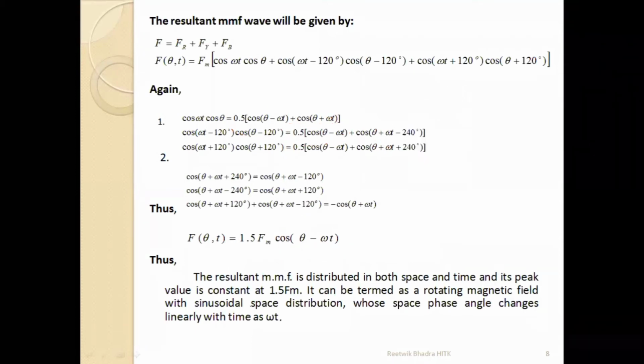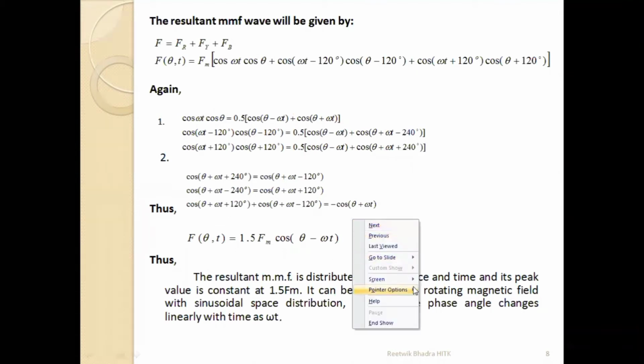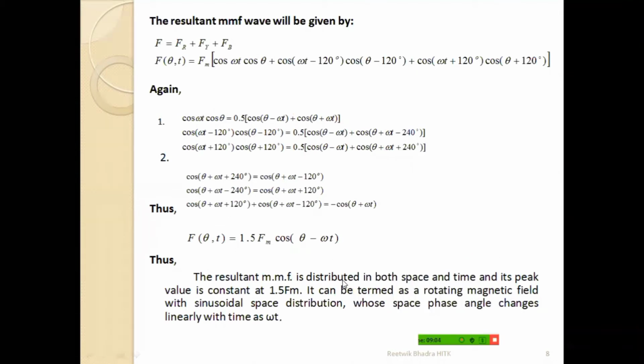So that's why, as my last point in the conclusion, I have written: the resultant MMF is distributed in both space and time because it is dependent upon theta and omega t, and its peak value is constant at 1.5 Fm. It can be termed a rotating magnetic field. As of now, you know it is rotating in nature with sinusoidal space distribution.